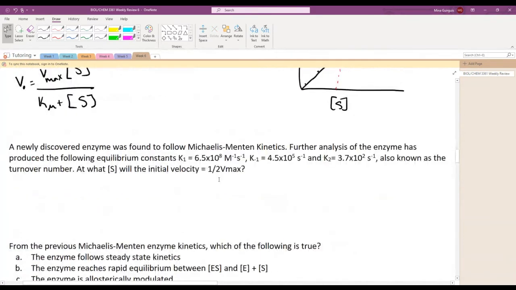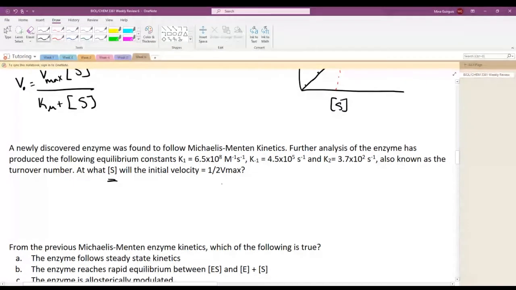A newly discovered enzyme was found to follow Michaelis-Menten kinetics. Further analysis produced the following equilibrium constants: K1, K-1, K2. So at what concentration will the initial velocity, or V0, equal 1/2 of Vmax? What S will this be?